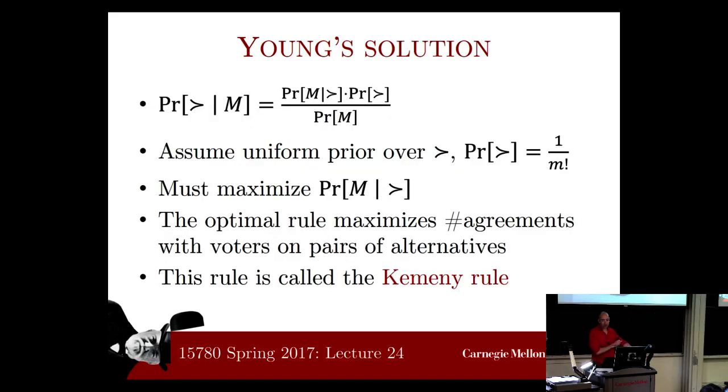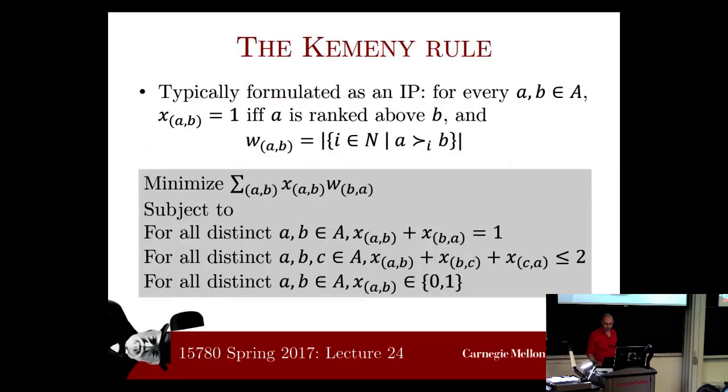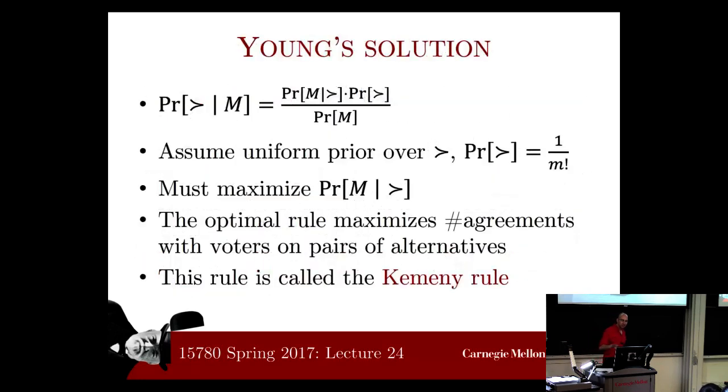So again, the optimal rule is the one that maximizes the number of agreements with voters on pairs of alternatives. We'll talk about an equivalent formulation in a minute. But one way to think about it is that it maximizes the number of agreements. And notice that the number of agreements and the number of disagreements add up to the same thing. For every pair of alternatives, the number of people who put X above Y and Y above X add up to the total number of voters. When we look at all of the pairs, it's going to be the number of pairs times the number of voters. So maximizing the number of agreements or minimizing the number of disagreements is going to be the same thing.